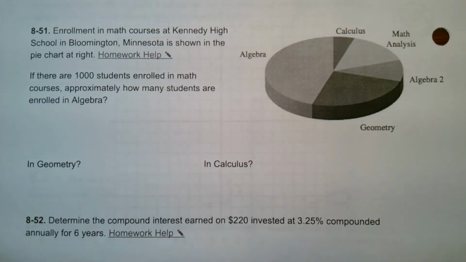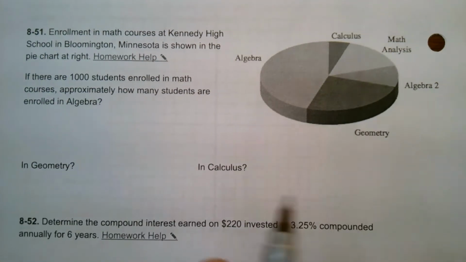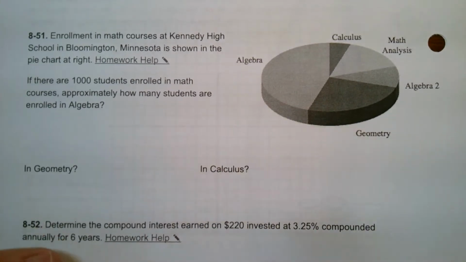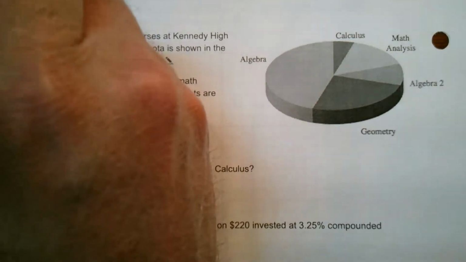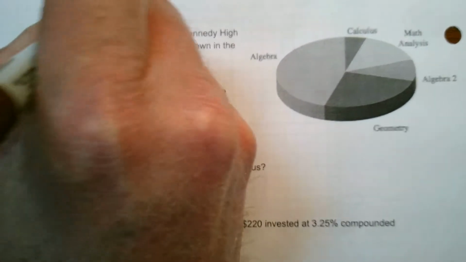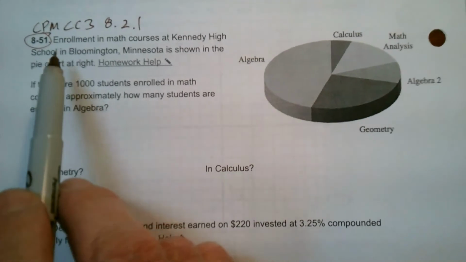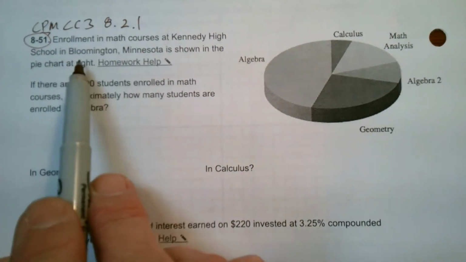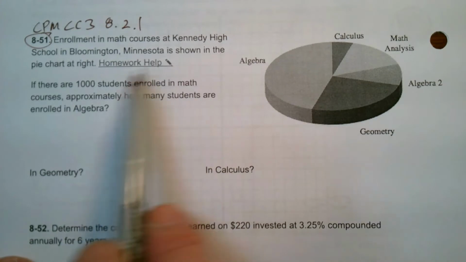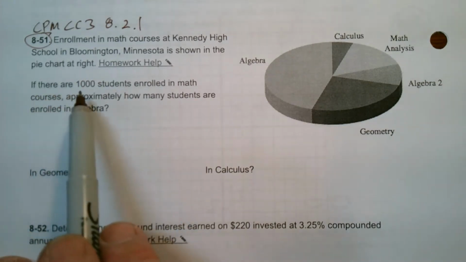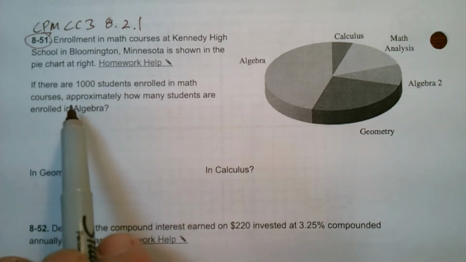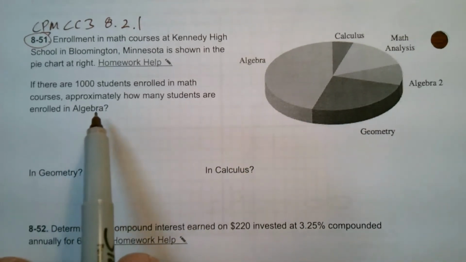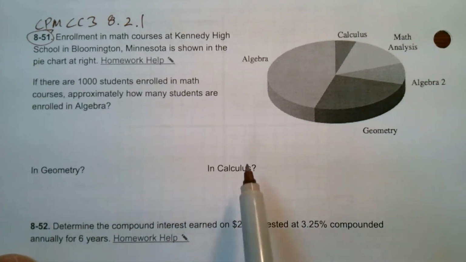We are looking at a circle graph and trying to interpret it as far as what it's saying, as far as our quantity. So let's talk. This is from CPM's Course 3, section 8.2.1, specifically number 8-51. It says enrollment in math courses at Kennedy High School in Bloomington, Minnesota is shown in the pie chart at the right. If there are 1,000 students enrolled in math courses, approximately how many students are enrolled in algebra? Then it asks in geometry and in calculus.